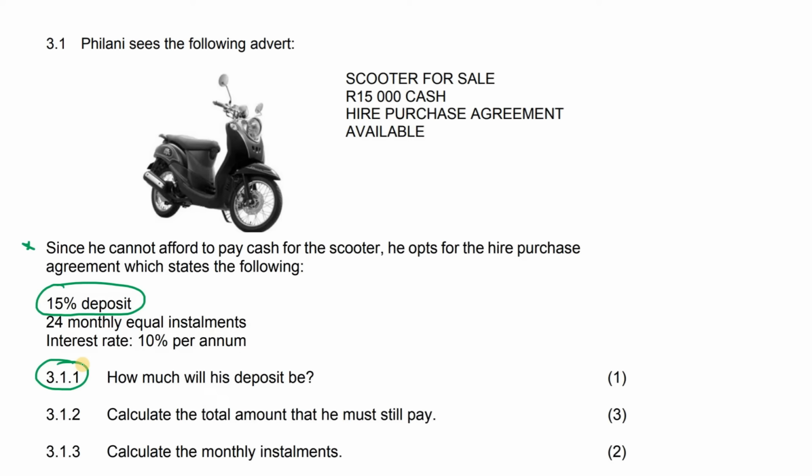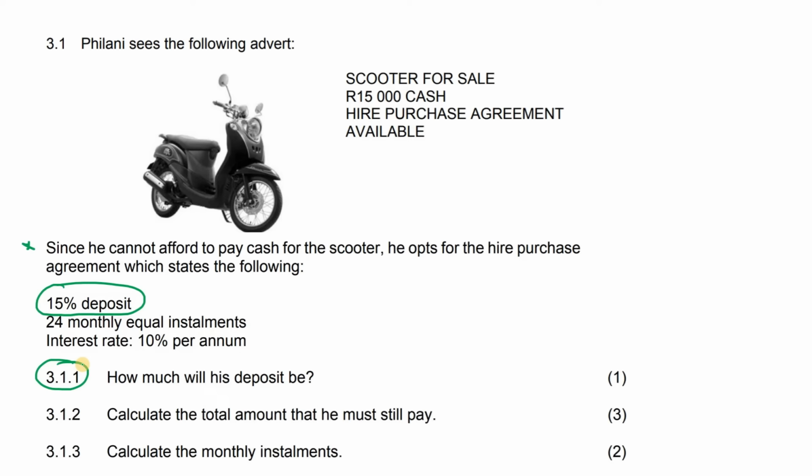So they're going to put interest of 10%, so that's 10 over 100. And then the number of years is going to be 2, because 24 months is the same as 2 years. So I need to change this to years because this is years. If you work this out, it'll be 15,300 Rand. So the total amount that he must still pay is 15,300. Then it says, what is the monthly installment? Well, the person has to pay this amount over 24 months.